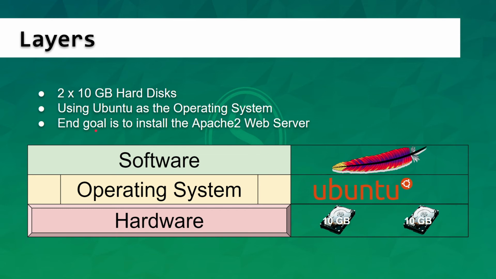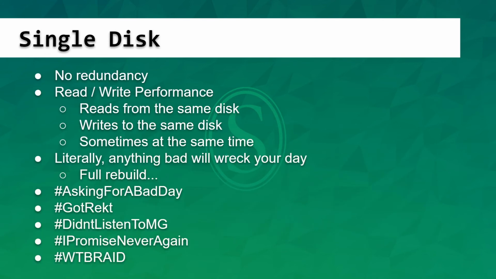The end goal is, let's just say for the example, to install the Apache 2 web server, and this is the logo, it's a feather. We have hardware, we have the operating system, and we have software. So two 10 gigabyte hard drives, Ubuntu as the OS, and Apache as the software that we're going to run, just for an example. So let's kick it off with a single disk situation.